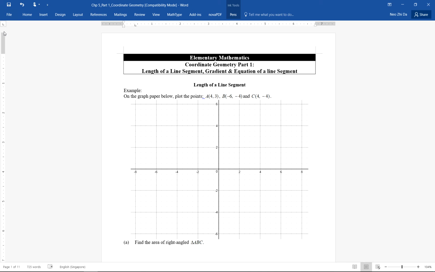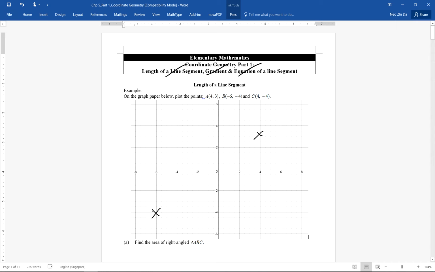This chapter you need to learn three things: length, gradient, and equation. Now we start with length first. So on this graph paper, we plot A, which is 4, 3. So 4, 3 will be somewhere around here. Then B is -6, -4. So now we can plot -6, -4.